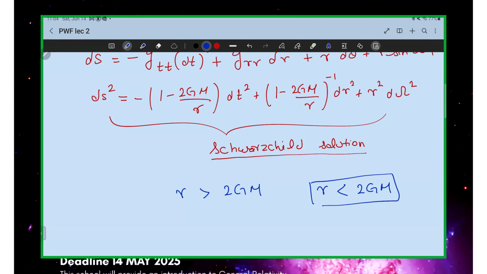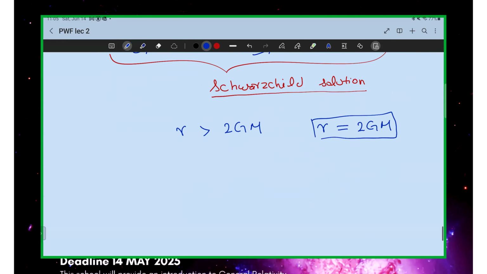So this is a special radius, r equals 2GM. It's a special radius where the signs of these two components switch, right? So in a sense, time becomes space and space becomes time in some sense. And that's one of the reasons why this radius is important, but there are other reasons why this is important. And this radius is called the event horizon of a Schwarzschild black hole, right?